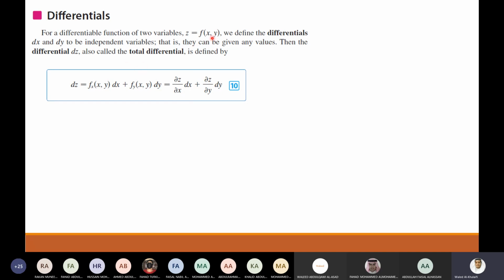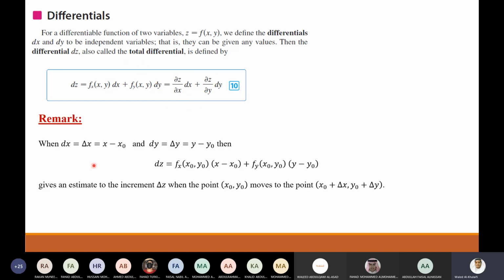When you have z equal f of x and y, we have this one. Usually we put dx equal delta x, but delta x we put as x minus x naught, because we are saying the change relative to x naught, and delta y we put as y minus y naught. Then dz is equal, we are just substituting dx and dy, what we said here, so we have it this way. This will give an estimate to the increment delta z when the point x naught, y naught moves to the point x naught plus delta x, y naught plus delta y. It tells you the change that happened in z.